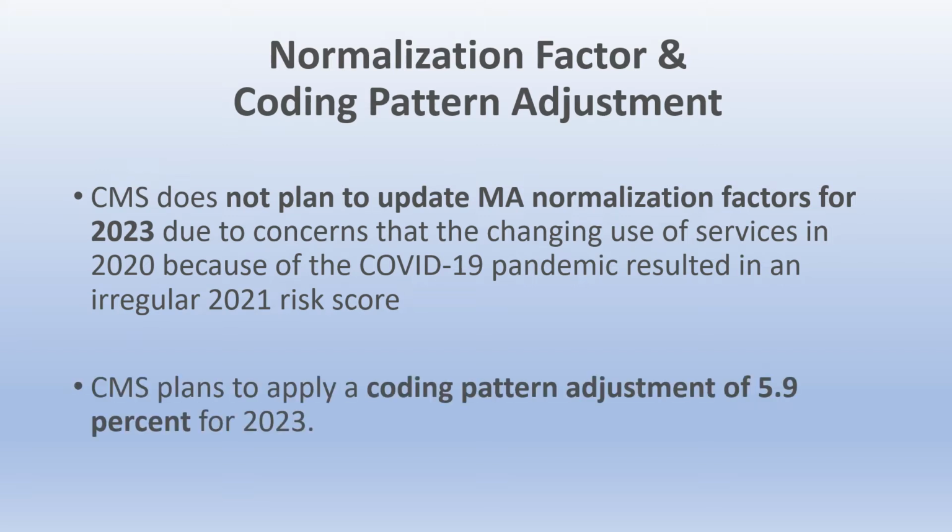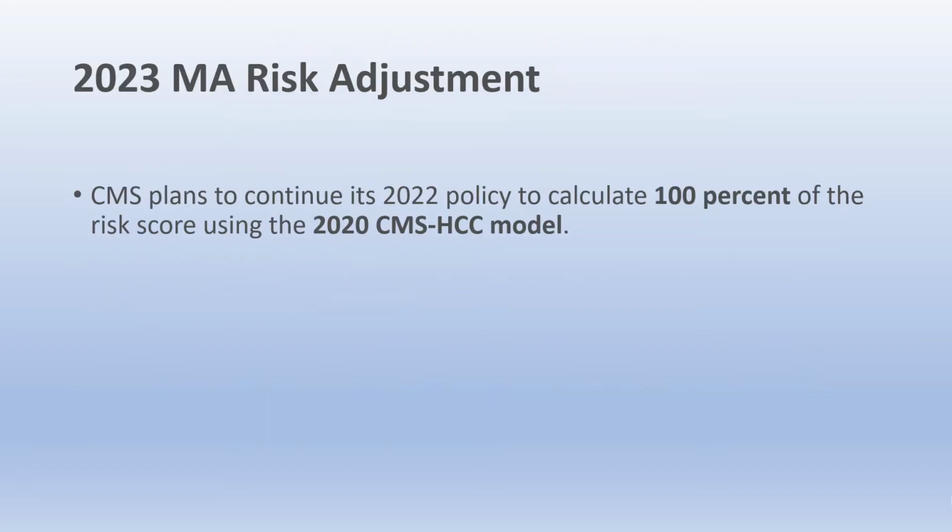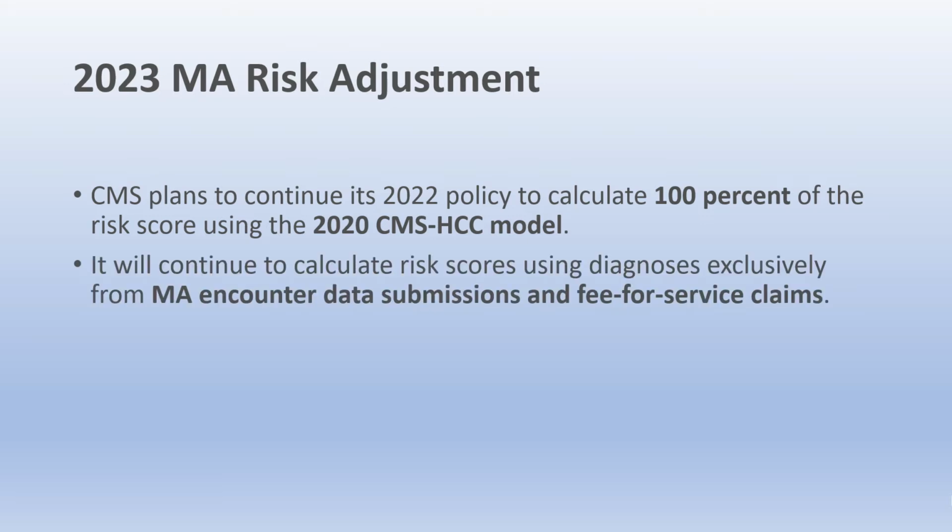Also, CMS proposes to apply a coding pattern adjustment of 5.9%, which is the minimum adjustment for coding pattern differences required by statute. CMS will continue the calendar year 2022 policy to calculate 100% of the risk score using the 2020 CMS-HCC model, which was phased in from calendar year 2020 to calendar year 2022. It will continue to calculate risk scores using diagnoses exclusively from Medicare Advantage encounter data submissions and fee-for-service claims.